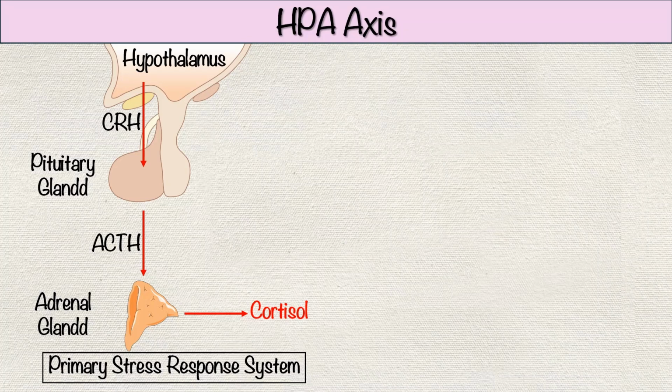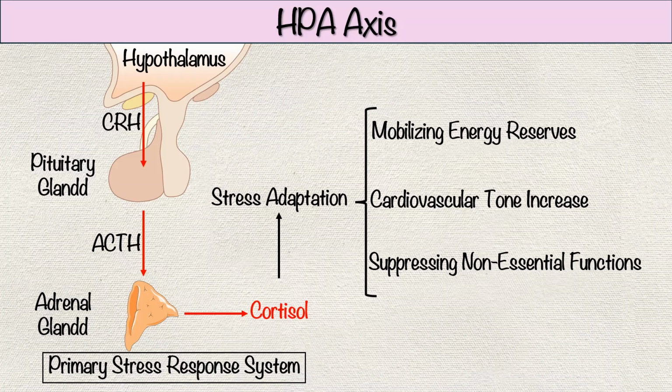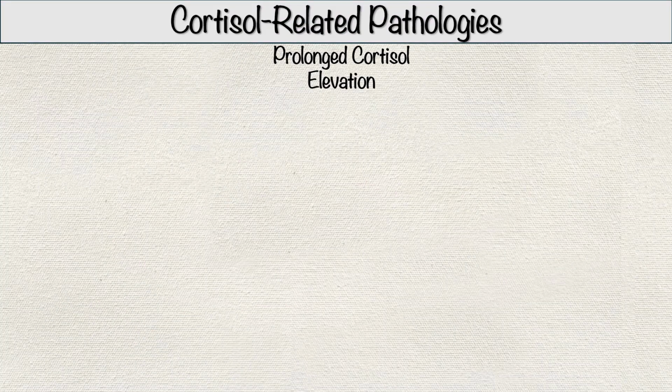The hypothalamic pituitary adrenal, HPA axis, is the body's primary stress response system. Stressful stimuli activate the hypothalamus to release CRH, initiating the cascade that leads to cortisol secretion. The resulting increase in cortisol helps the body adapt to stress by mobilizing energy reserves, increasing cardiovascular tone, and suppressing non-essential functions like digestion and reproduction. While this acute stress response is adaptive, chronic stress and prolonged cortisol elevation can have detrimental effects on physical and mental health.